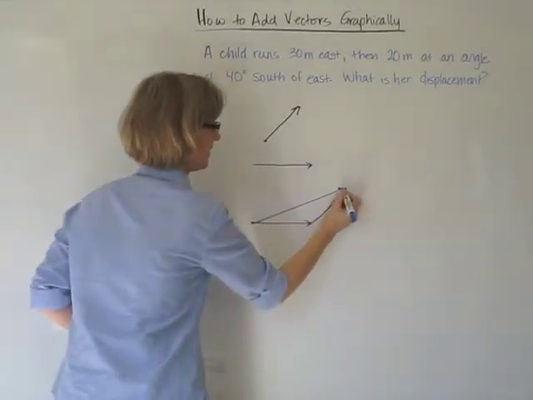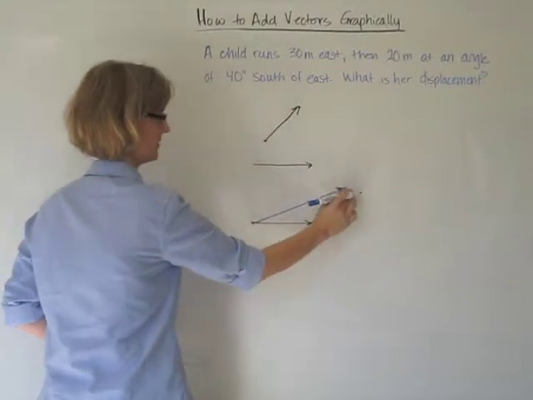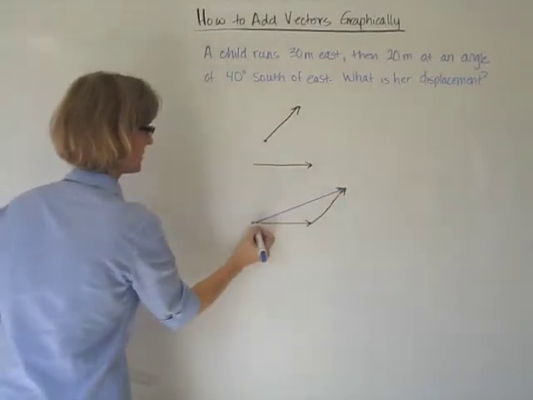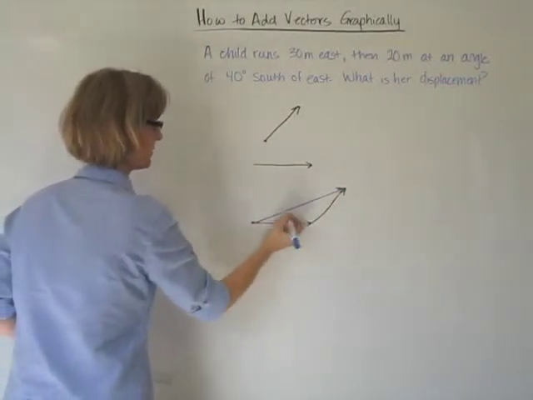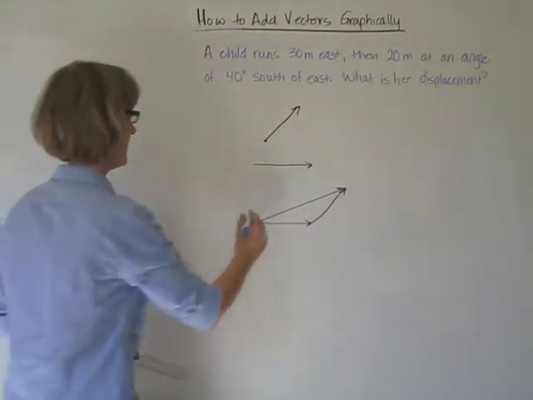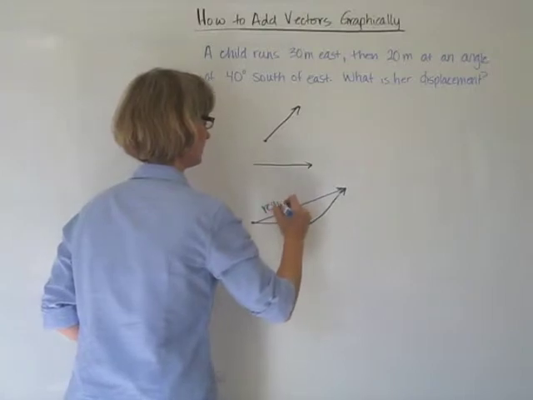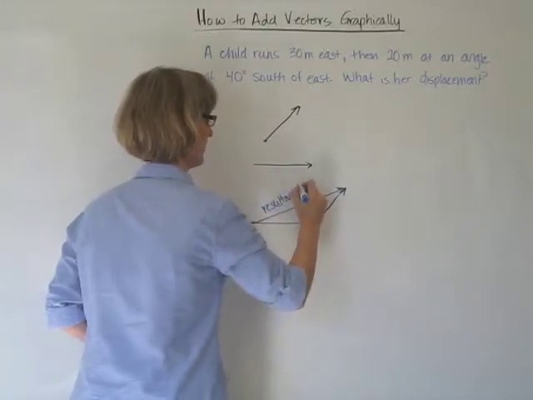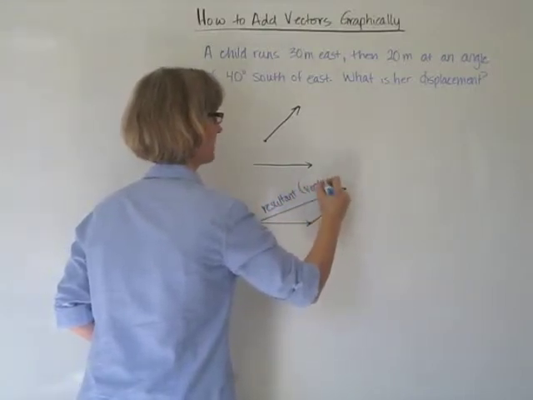The arrowhead of the resultant vector is over here. So the base of the resultant vector is at the base of the first vector. The arrowhead matches up with the arrowhead of the last vector that you added. And this is called the resultant, or it's also called the vector sum.